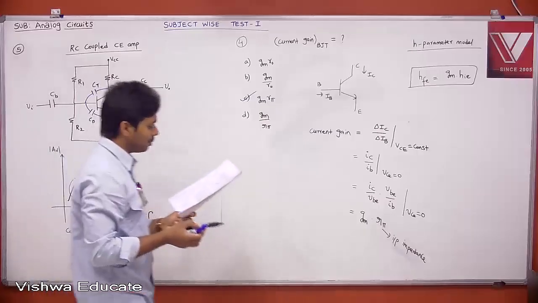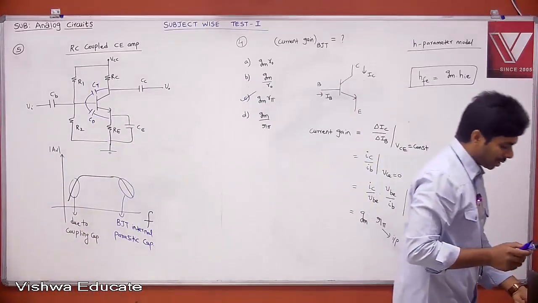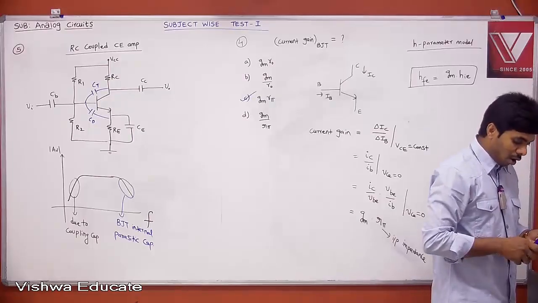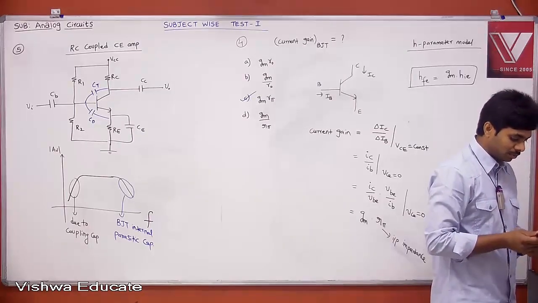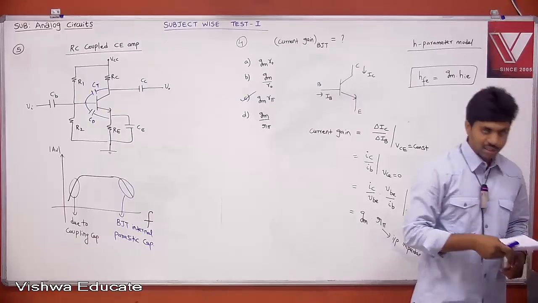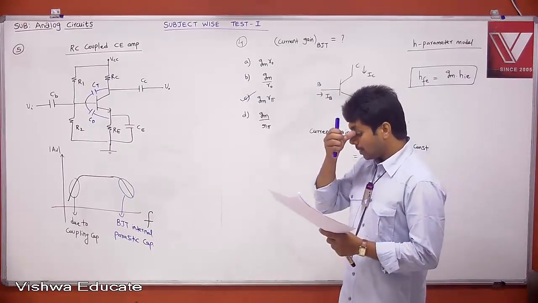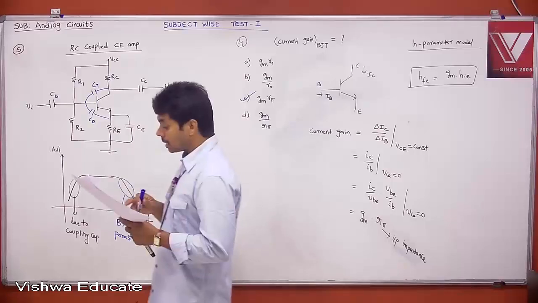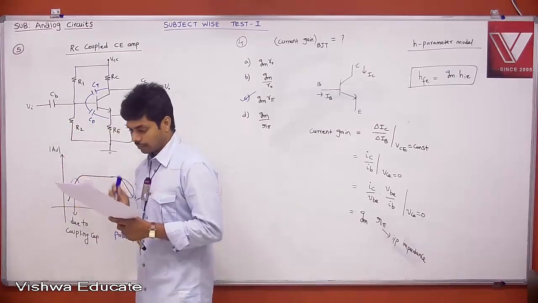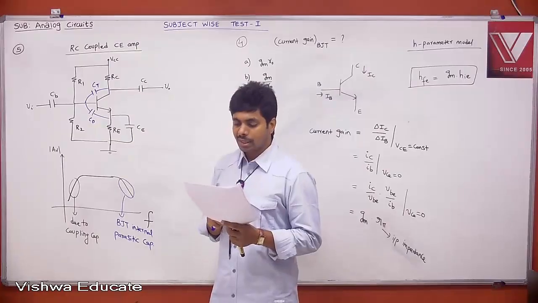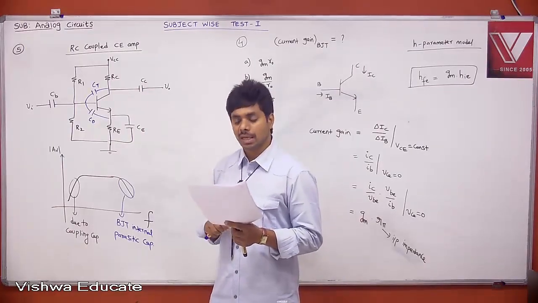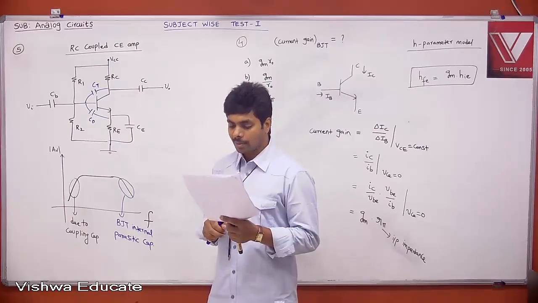So tell me what is the answer? Generally, the gain of a transistor amplifier falls at high frequency due to: option A, internal capacitance of the device. Yes, that is true. Option B, coupling capacitor at the input. Because of this coupling capacitor, your low frequency response is limited, not high frequency response. Option C, skin effect. Skin effect is due to very high frequency, but that is only for the resistance part. And D, coupling capacitor at the output.